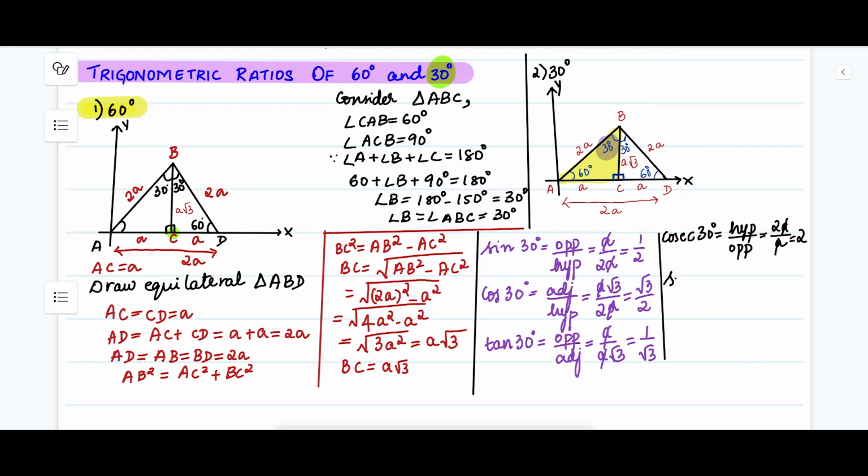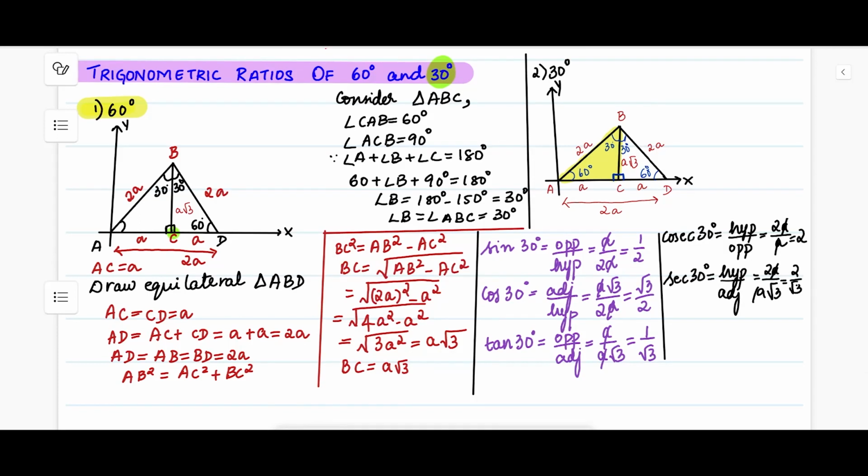Next one is secant 30 degrees or sec 30 degrees, which has the definition hypotenuse divided by adjacent. Hypotenuse side, as I previously said, is the side opposite to our angle 90 degrees, that is our side AB, which has the value 2A. So it will be 2A divided by the adjacent side of the triangle. The adjacent side is the side adjacent to our angle, that is side BC, that is A root 3. A and A will cancel out each other and we are left with 2 by root 3.